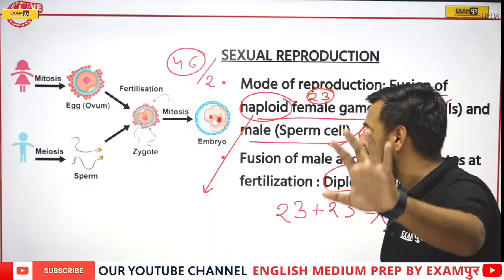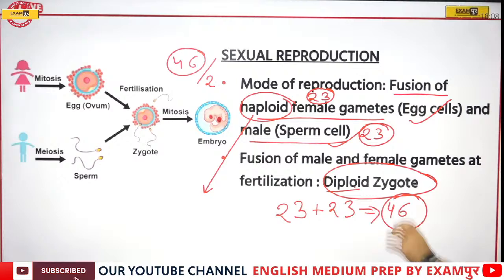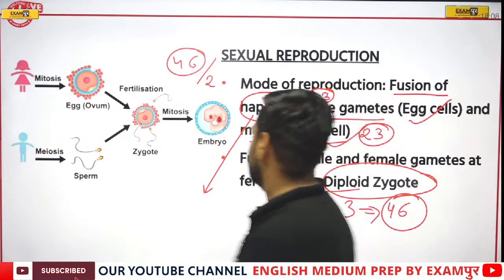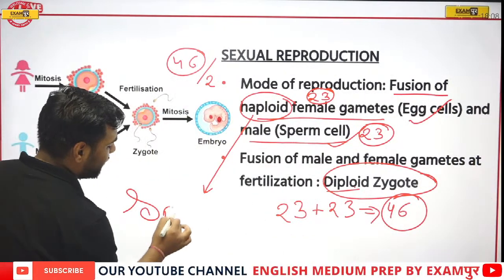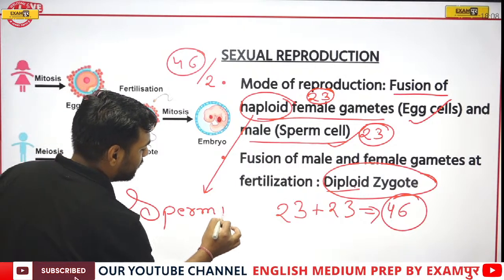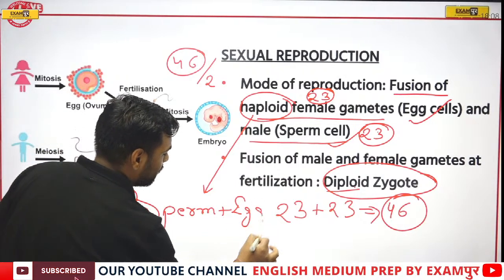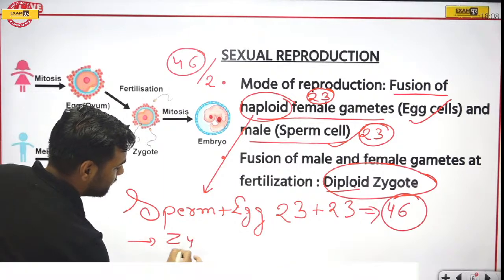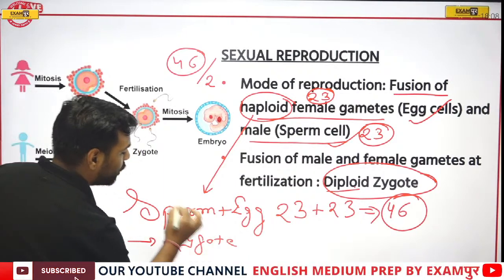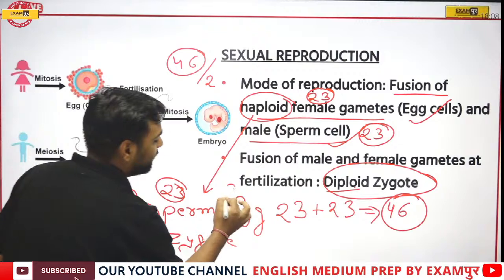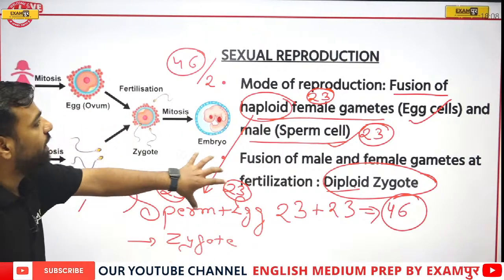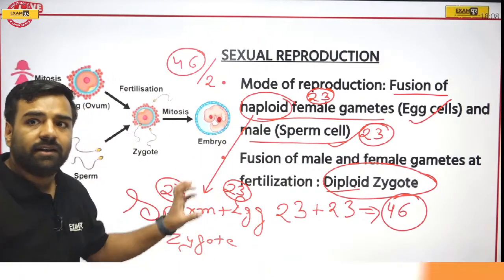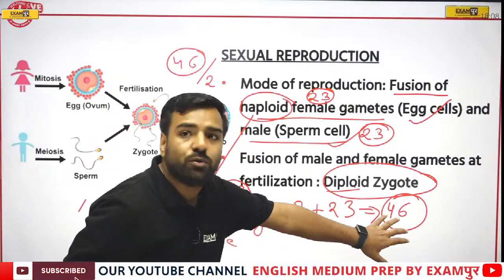So what I was saying, I was talking about this diploid zygote. We were discussing that whenever fertilization is there, that means we are talking about the sperm and the egg cell, which creates the zygote. Now, 23 here, 23 here, that is, we are talking about haploid. Remember? And here it is mentioned that 46 chromosomes will be there.